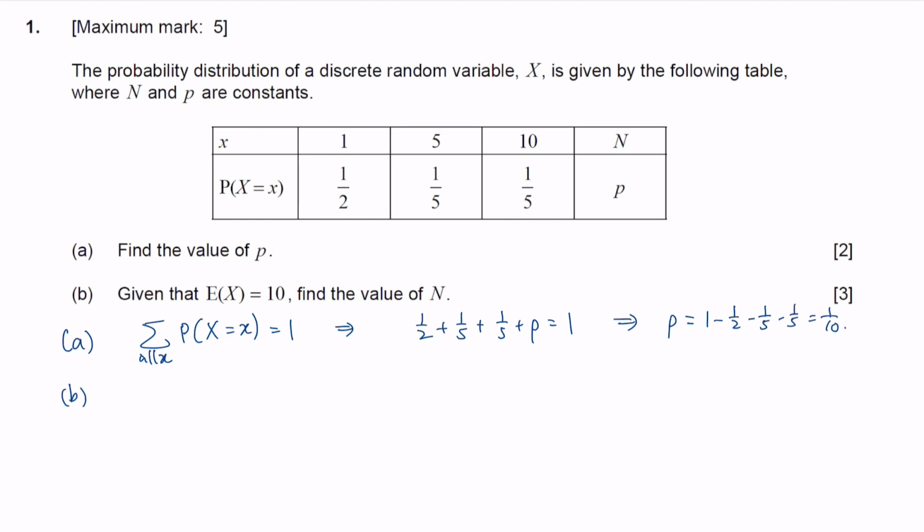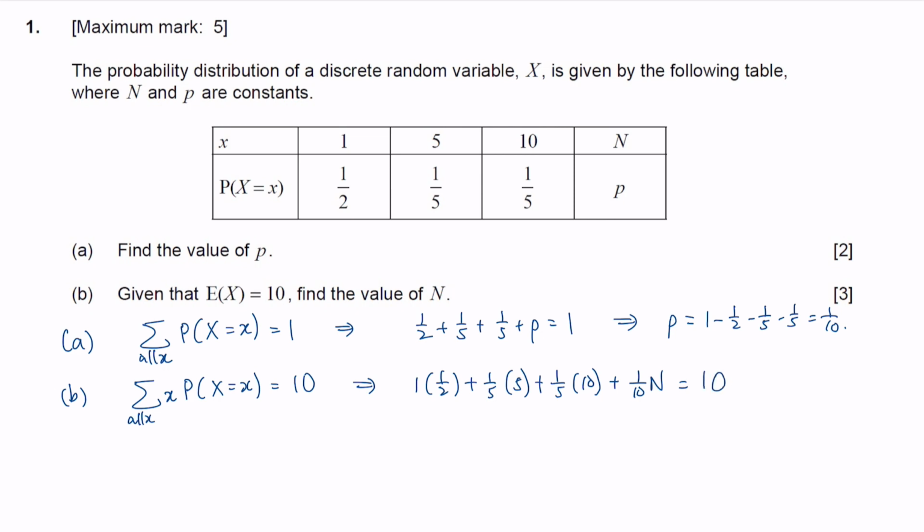Part B, given that E(X) is equal to 10, so let's find that. So the sum over all x of x times the probability of x, that's the definition of E(X), is 10. So that means that 1 times half plus 1/5 times 5 plus 1/5 times 10 plus n times p, which is 1/10 times n, is equal to 10. Okay, so this means that n overall is equal to 65.